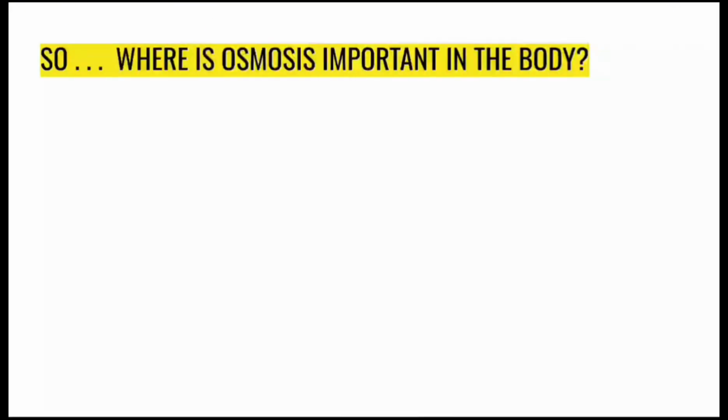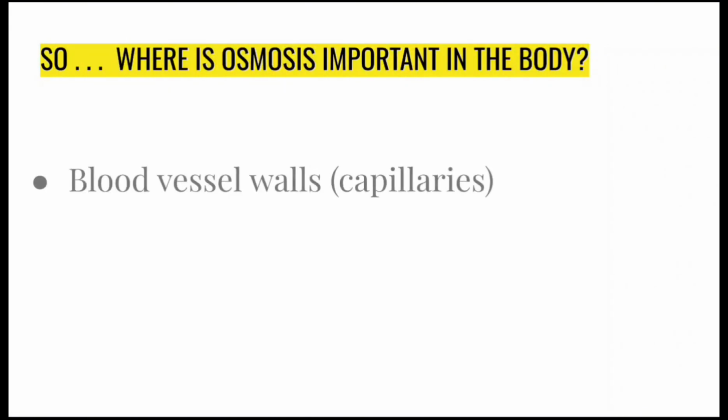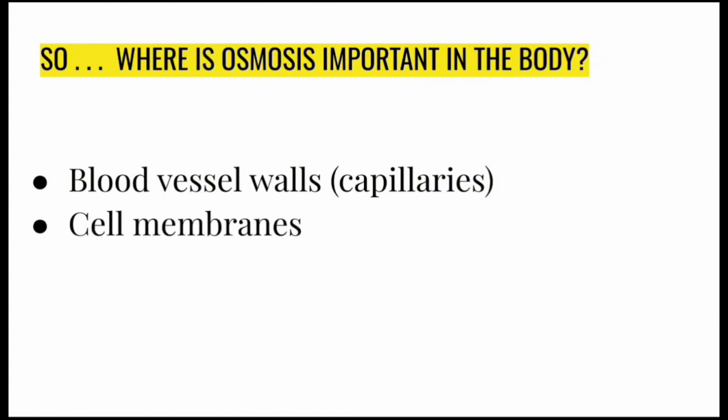So where in the body is osmosis important? Well, here are three important examples that we will talk about. The first is in your blood vessels. Osmosis is an important process for keeping the balance of fluids between what's in your blood vessels and what's outside your blood vessels. Cell membranes. Osmosis is very important for keeping a balance of the fluid inside your cells versus outside of the cells.